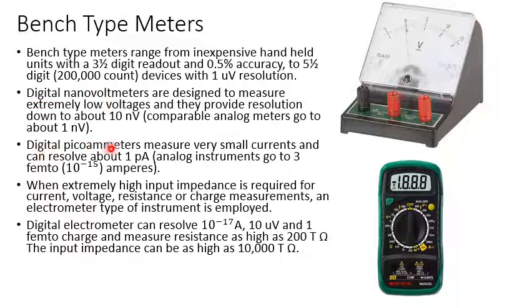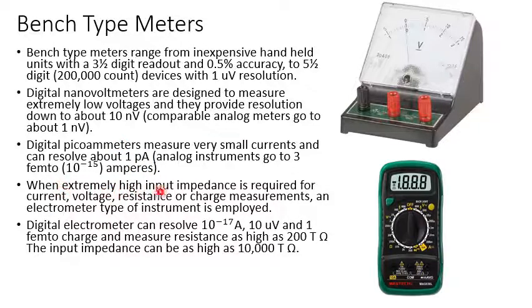Then there is the digital picoammeter. The previous one was the nanovoltmeter. The picoammeter takes currents down to a value of 1 picoampere. 1 picoampere means 10 raised to minus 12, since pico is 10 raised to minus 12, so it can observe current values in that range. So these 2 points to remember: the nanovoltmeter gives a range of 10 nanovolts, and the picoammeter gives a range of 1 picoampere.